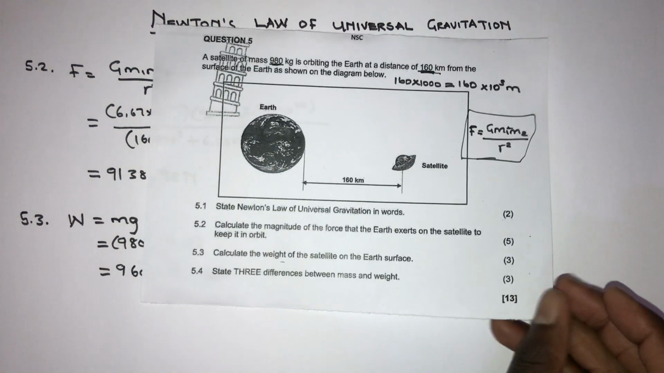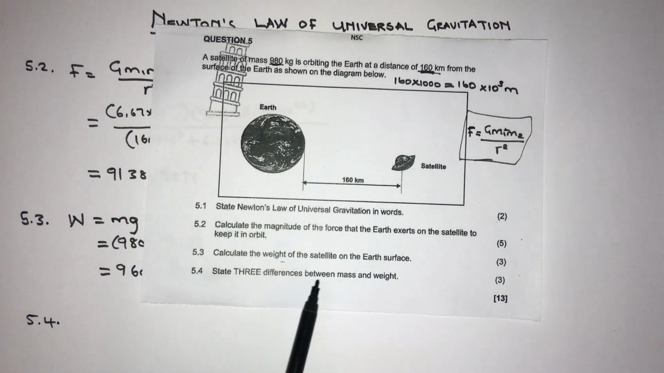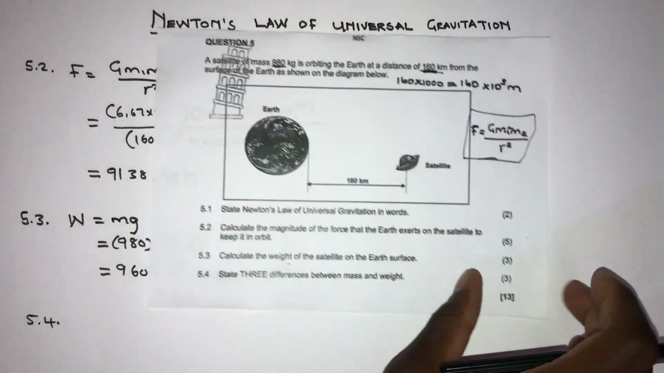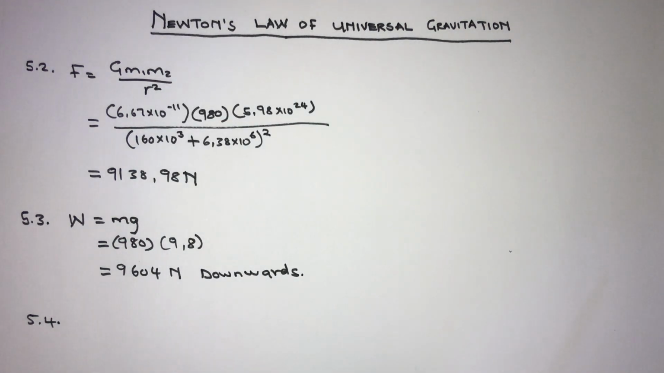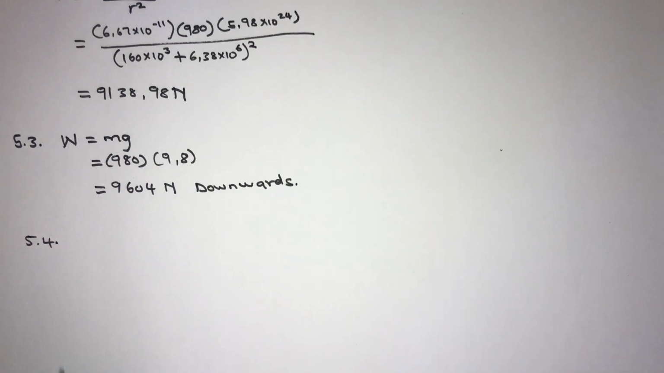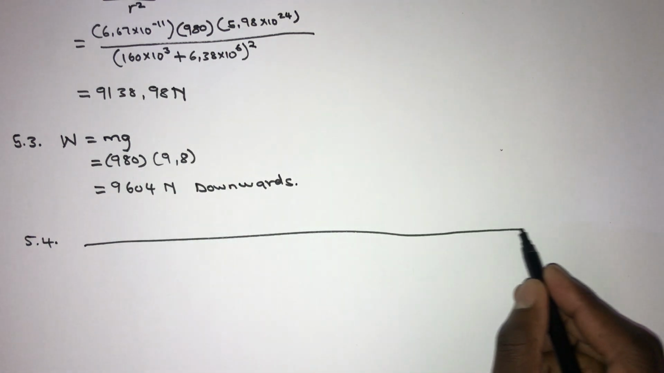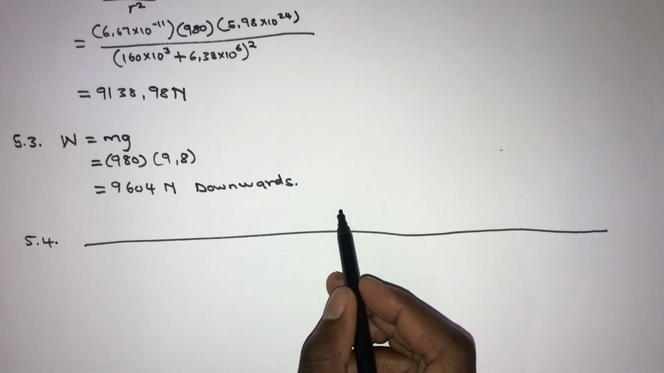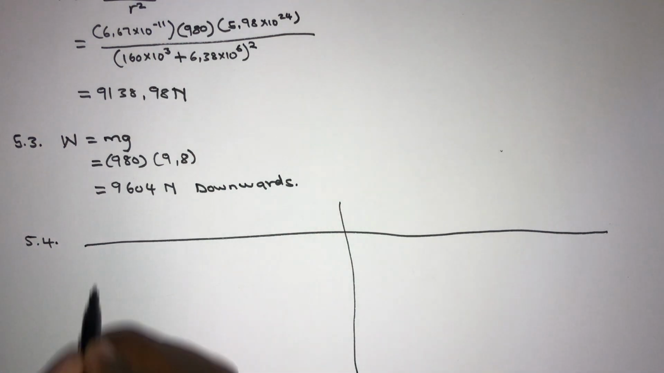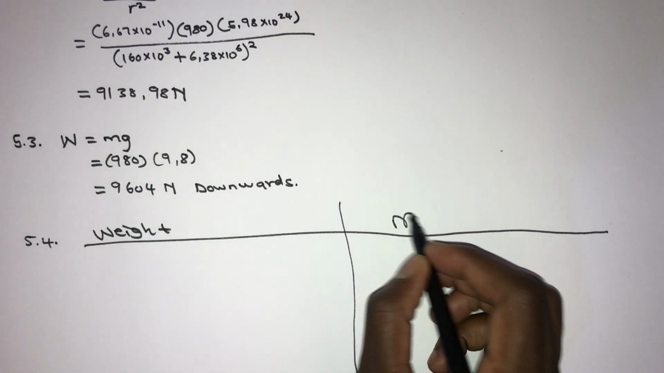Now 5.4. Now we must state three differences between the mass and the weight. So on this one, we can just draw the table. Maybe it will be easy. Let's see. This is the table. This one, let's call it weight. This one, let's call it mass.